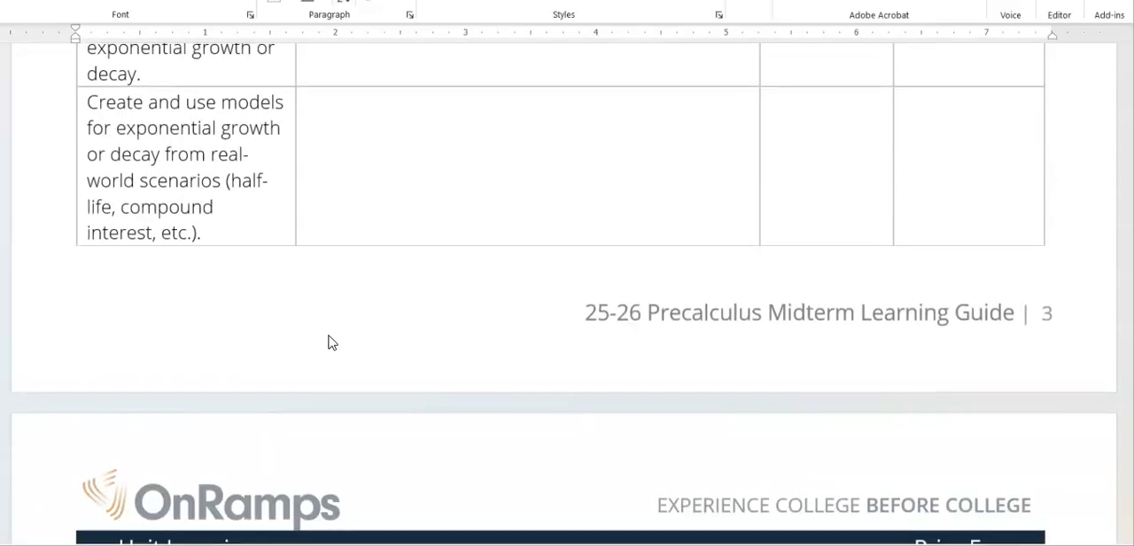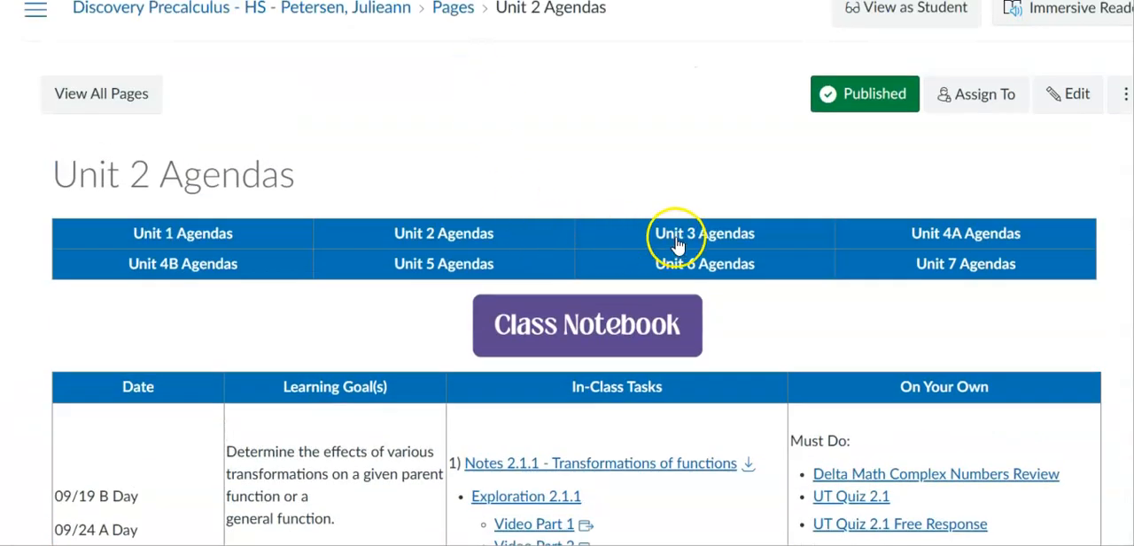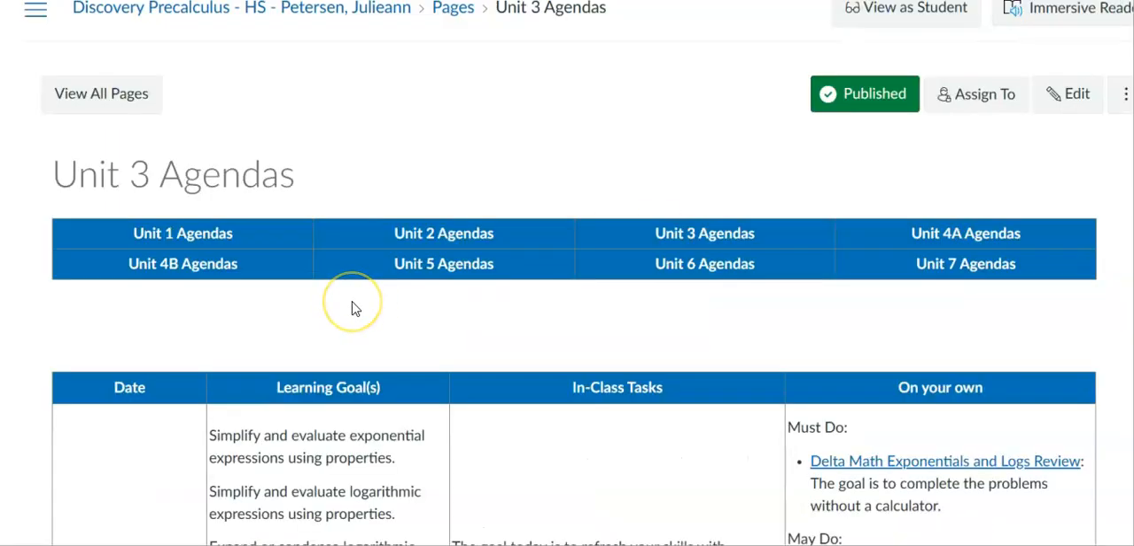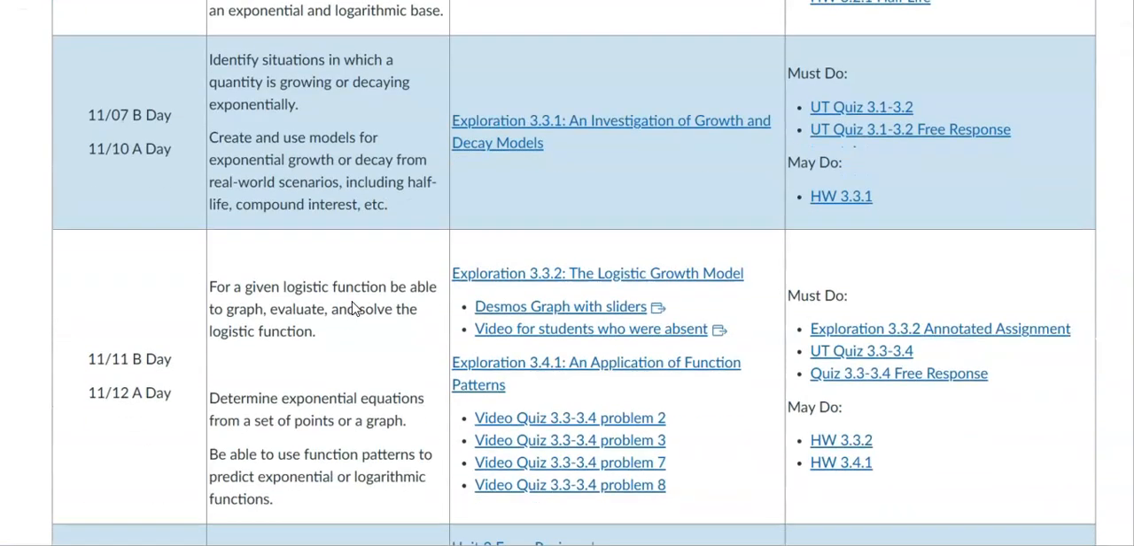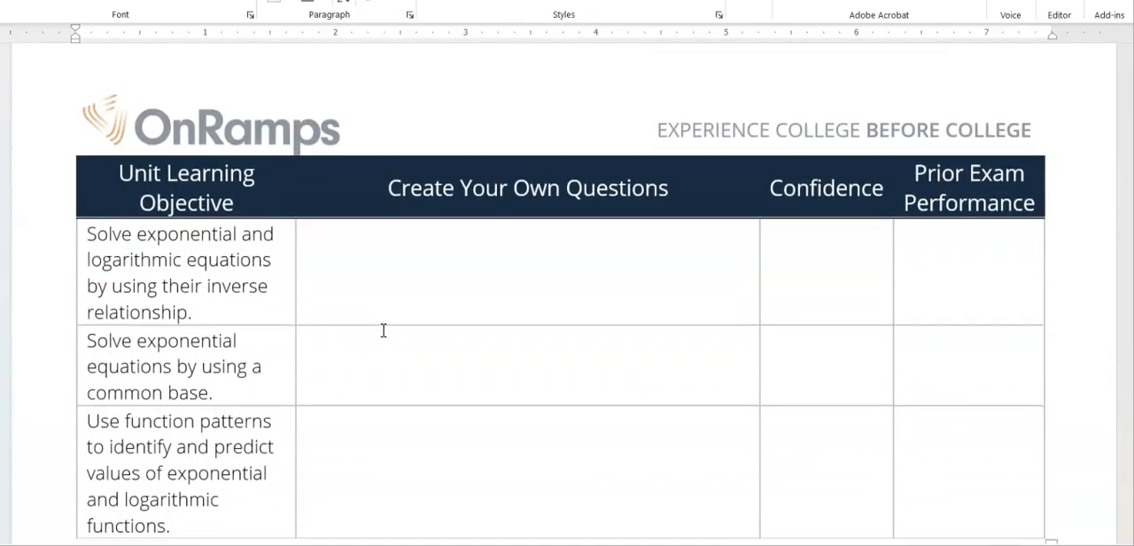So when we talked in our most recent unit about logistic growth, that was the one where we had that carrying capacity. And over here, we did have logistic functions, things like that, and we don't have that on our learning guide. The other thing that's missing is determine exponential equations from a set of points. That's not listed on our learning objectives for the midterm. So that should be something that you shouldn't have to do, where you're given 2 points and you have to identify what the A and the B value were.